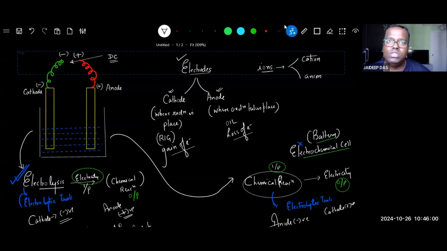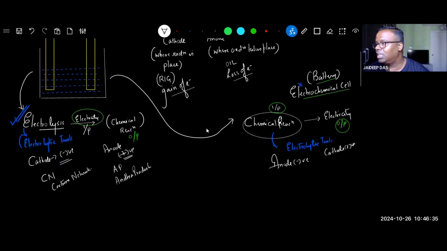How many types of electrodes are there? There are two types of electrodes. What are they? Cathode and anode. Define cathode. Sir, cathode is the negative electrode. Cathode is the electrode at which reduction happens, irrespective of which type of cell, electrolysis or electrochemical. Reduction will happen there. And while you deal with an electrolysis type of cell, the cathode is the negative electrode because reduction happens at negative. But when we deal with the electrochemical cell, cathode becomes the positive because reduction happens.